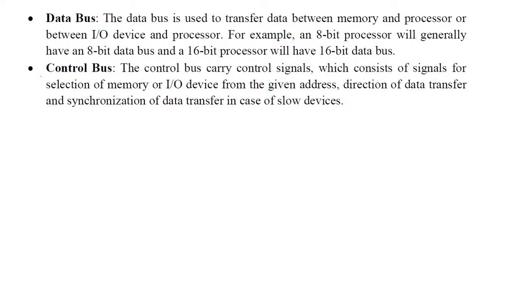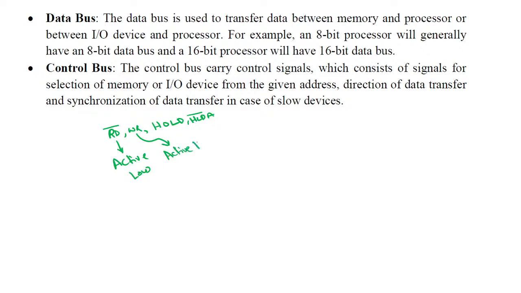Then the control bus is used to carry the control signals, like the read signal and the write signal. For example, you have a control signal read, a control signal write, and a control signal hold, or HLDA. All these are called control signals. Some of the control signals may be active low, some of them can be active high. For example, a control signal which has a bar above it is called an active low signal. And the signals which do not have a bar are called active high signals.